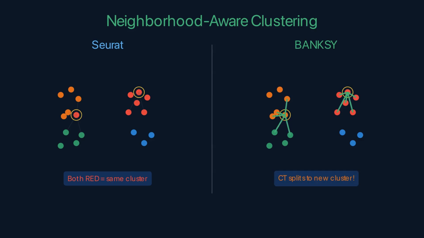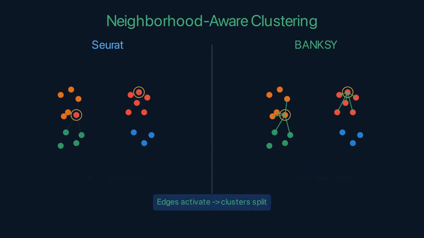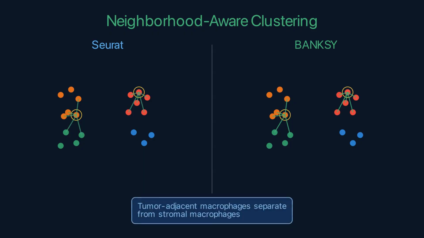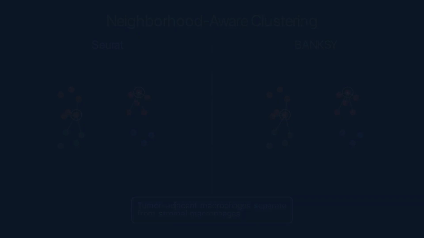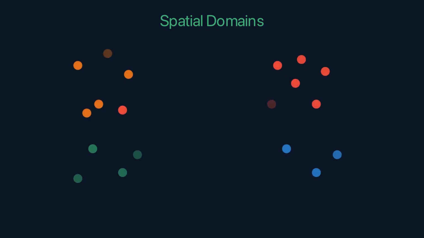On the right, Banksy clustering. The Chinatown Italian is now orange, a new cluster defined by Italian cuisine in a Chinese neighborhood. The Little Italy Italian stays red. The edges cause the split. In biology, tumor-adjacent macrophages cluster separately from stromal macrophages. Banksy doesn't just refine cell type labels, it discovers spatial domains.